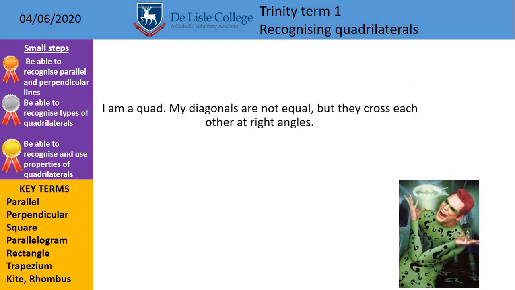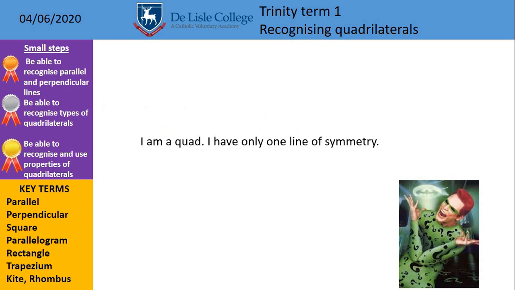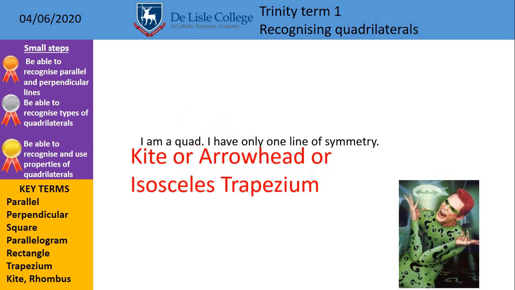Next up, I'm a quadrilateral. My diagonals are not equal, but they cross each other at right angles. That again would be a kite or an arrowhead. I'm a quadrilateral and I have only one line of symmetry. This now is quite a few different answers. We have a kite, arrowhead, or an isosceles trapezium.